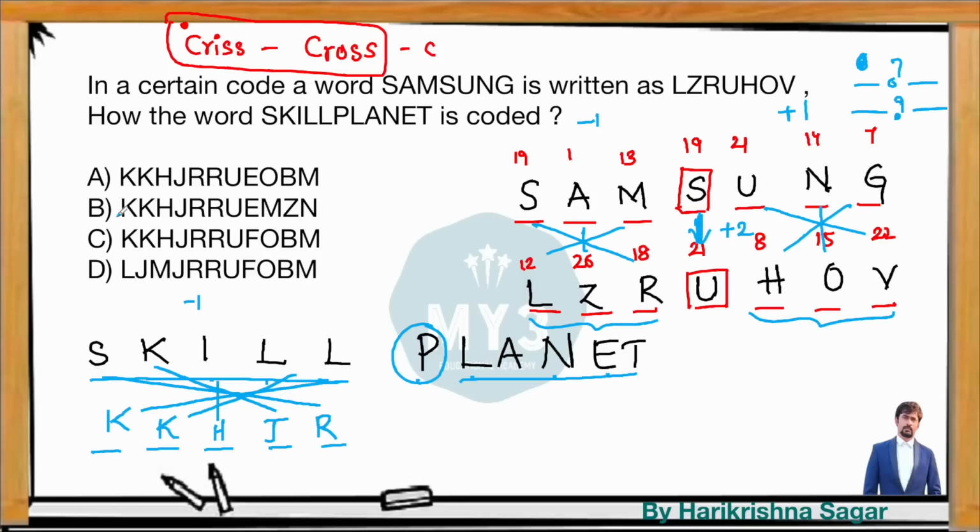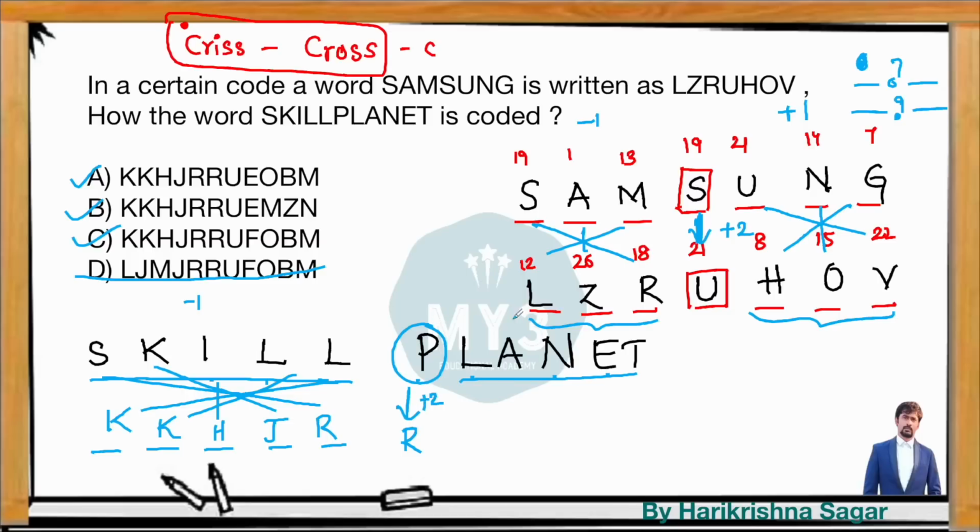Is any option there? Yes, we have 2 or 3 options with the same letters, so we cannot eliminate a single option. And P needs to be increased by 2 letters. That means it will become 18. 16 plus 2 is 18. 18 means R.